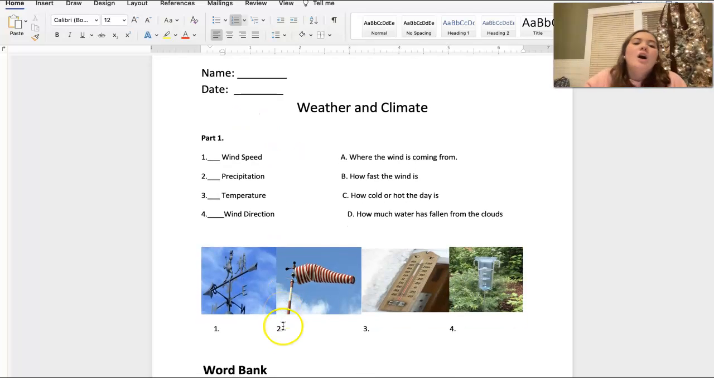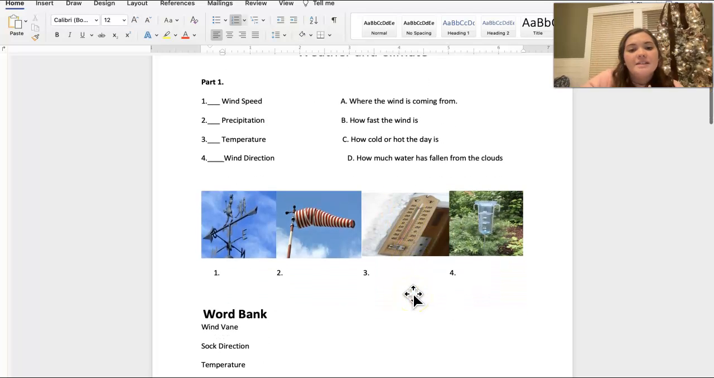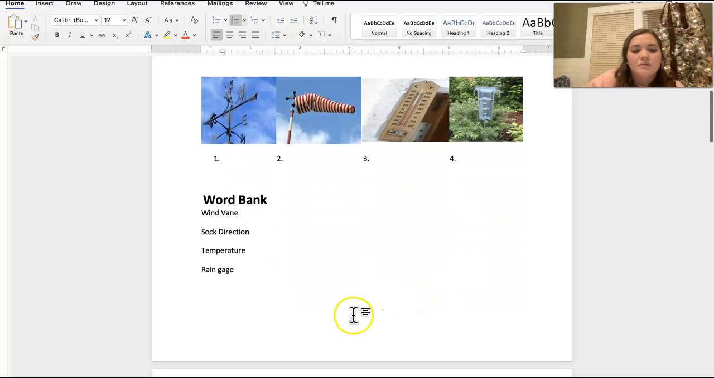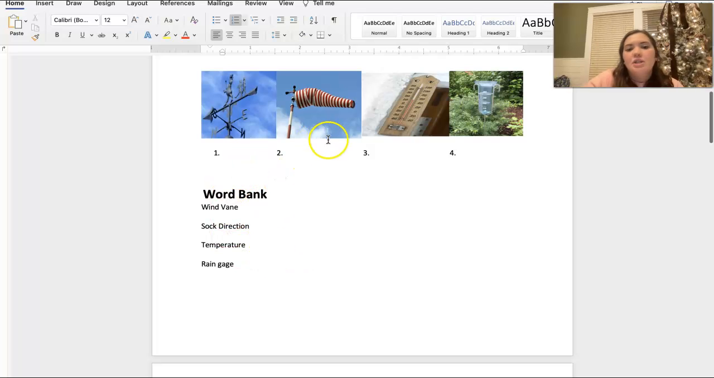All right, right here is our worksheet, weather and climate. We're going to look at wind speed, precipitation, temperature, and wind direction. And we're going to connect those to where we think that goes. So 1, wind speed. What do you think wind speed is going to be? How fast the wind is. That's exactly right. We're not going to answer all these together because y'all are going to do them on your own. Now, number 2. What does it look like? A sock? That is exactly right. It's a sock direction.